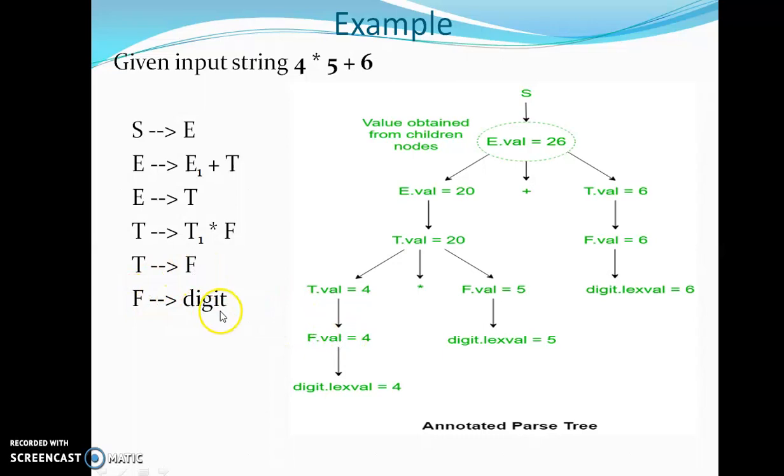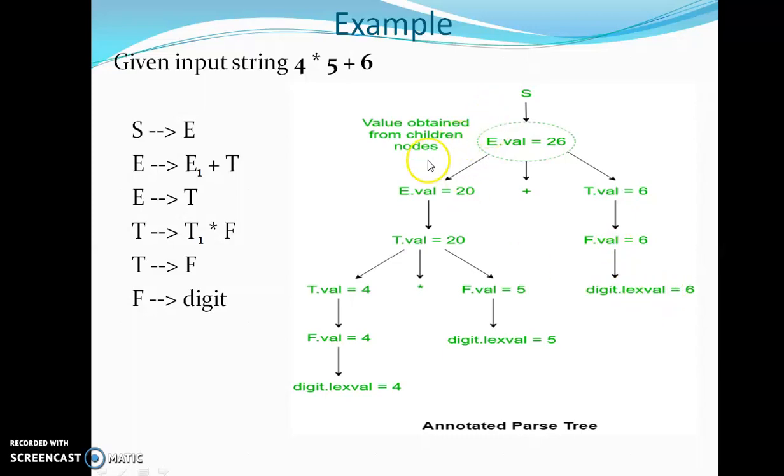Then by F we get the terminal symbol, that is digit. So we write here digit.lexval because this is the terminal symbol. Then from this side F.val, by F again we want the second terminal symbol, so we use digit, that is digit.lexval. And from this side by this T, after plus only one digit is given. It means we want this digit by F. So T goes to F.val, and F goes to digit.lexval.